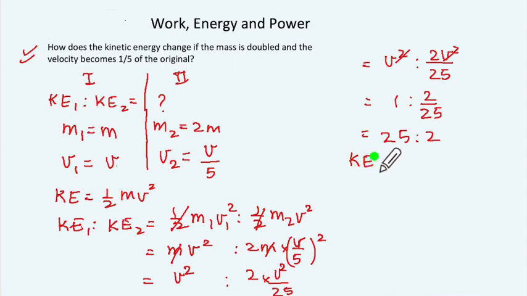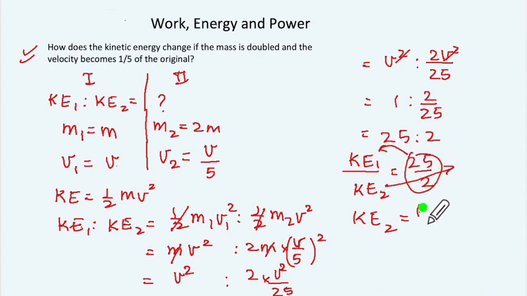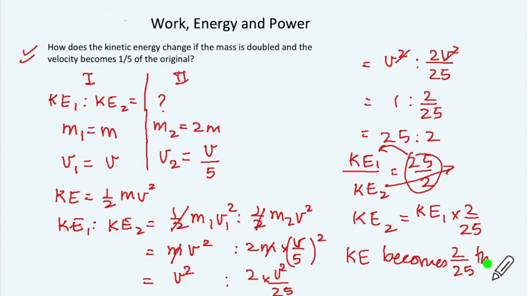Now look at your kinetic energy 1 is to kinetic energy 2 is going to be 25 upon 2. So for your kinetic energy 2, this comes here and this goes that side, so it becomes KE1 multiplied by 2 upon 25. So you will see that kinetic energy becomes 2/25 of the original. Prepare the questions based on this. These are very popular questions.